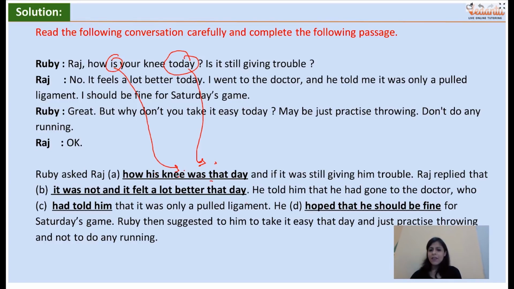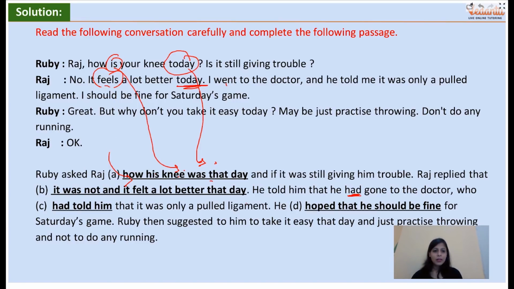And if it was still giving him trouble, Raj replied that it was not, and it feels gets converted into past tense. That's felt a lot better. Today again gets changed into that day. He told him that he had gone to the doctor. See, I had gone to the doctor who had told me that it was only a pulled ligament.